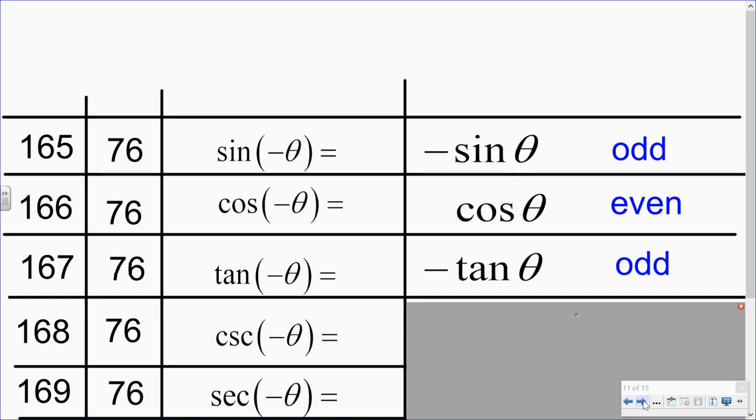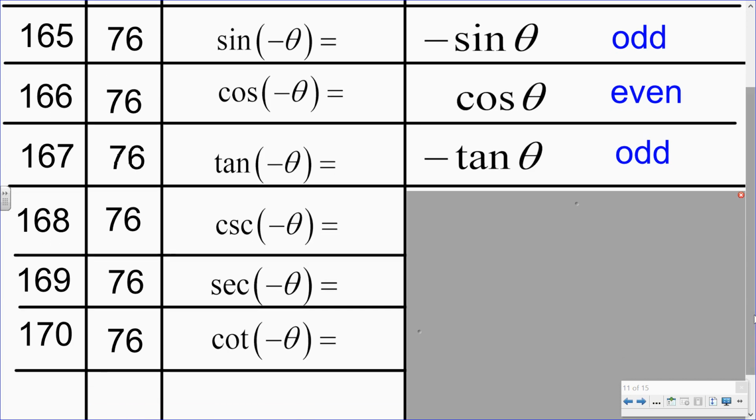So far we have said sine and tangent are odd. So the sine or tangent of opposite angles are opposite values. They need to have the minus sign added in. Cosine is even, so the cosine of opposite angles are the same as each other, not the opposites of each other. And then we want to fill in the other three trig values. And we're going to just think about these algebraically.